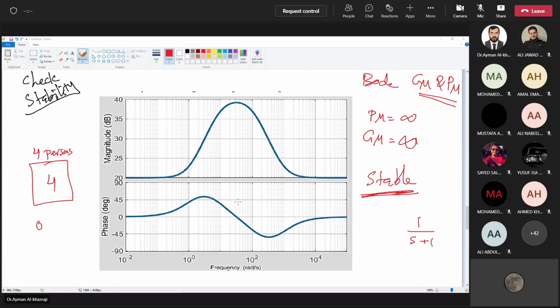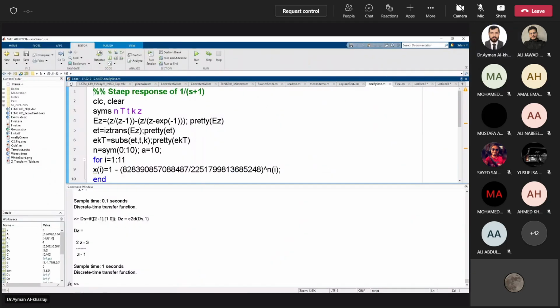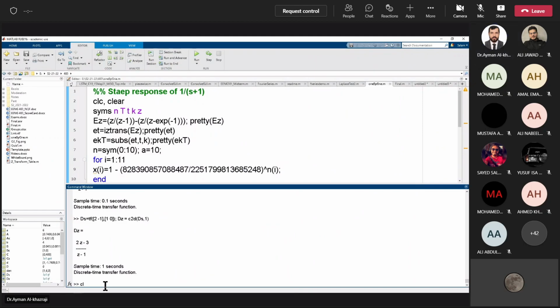If I take this system, suppose I write CLC, then I write margin and I write transfer function. It has to be a transfer function. This one: 1, 1, s plus 1.